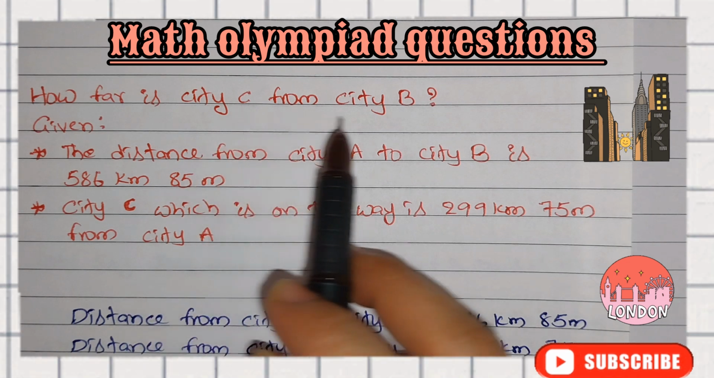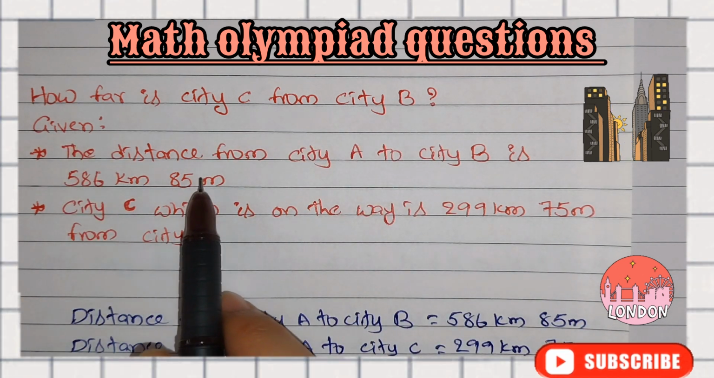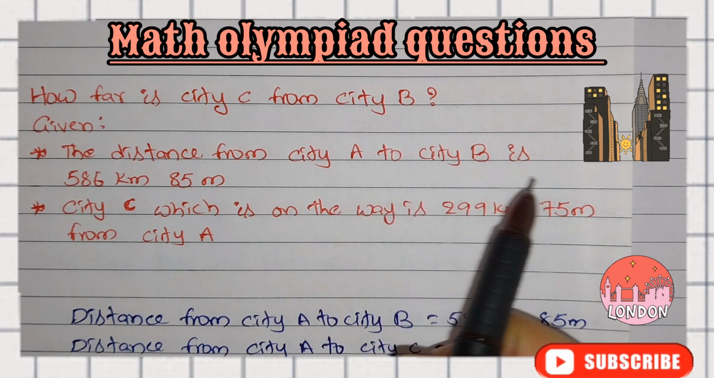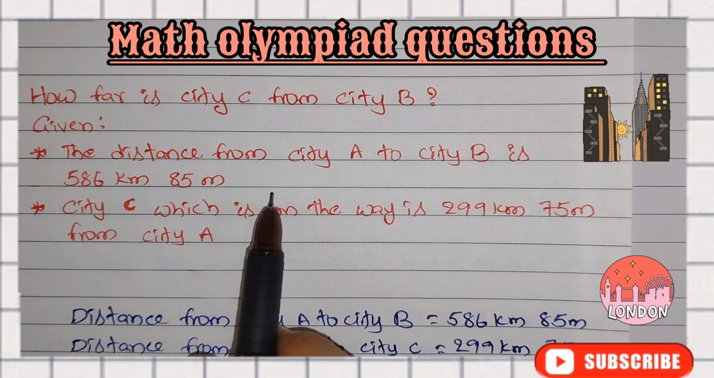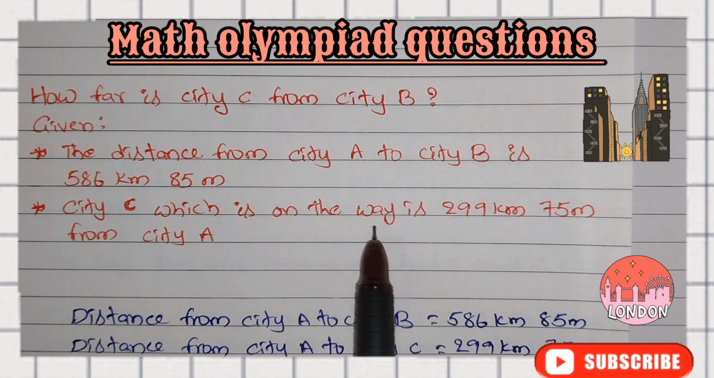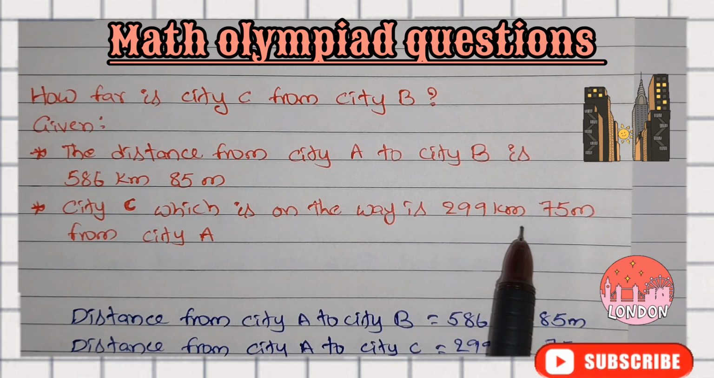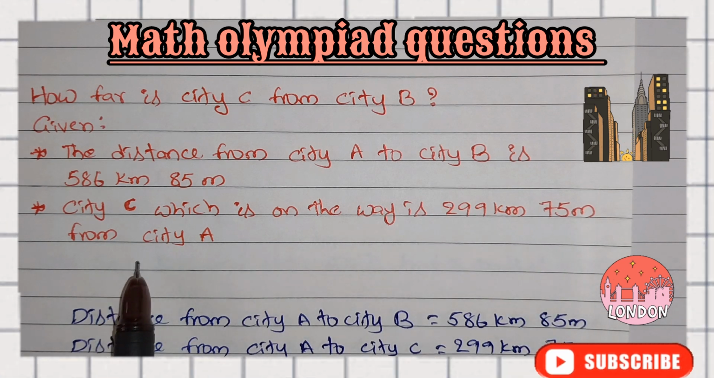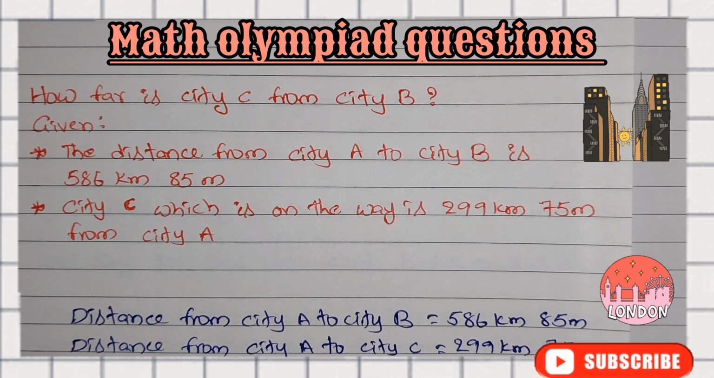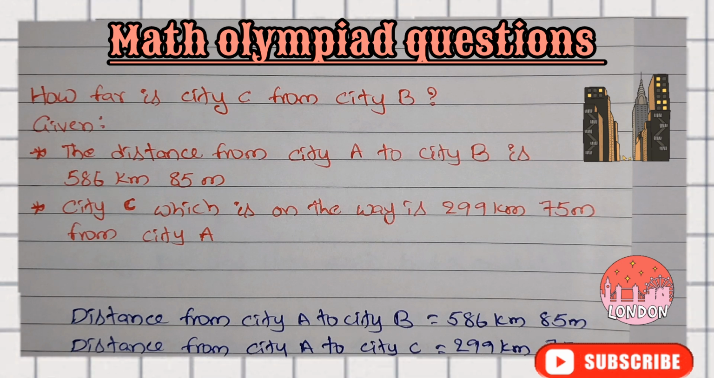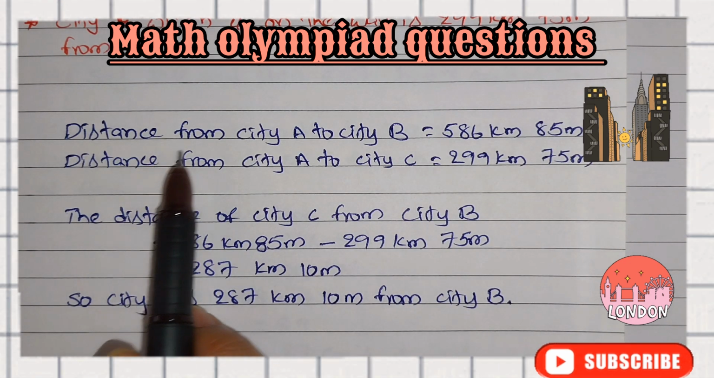The second question is, how far is city C from city B? Given, the distance from city A to city B is 586 kilometers 85 meters. City C, which is on the way, is 299 kilometers 75 meters from city A. Let's see how to solve this problem.